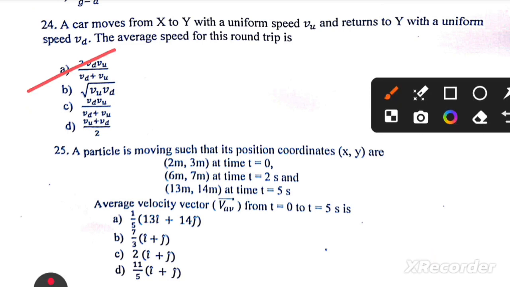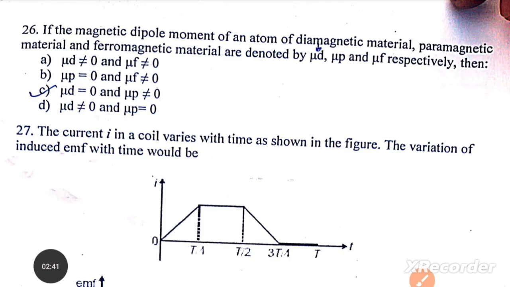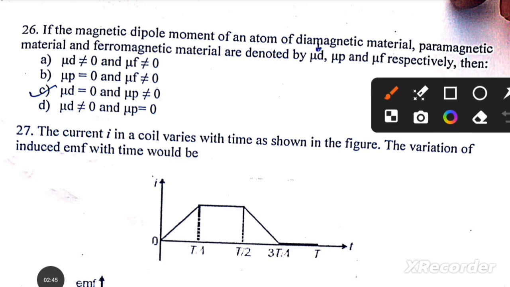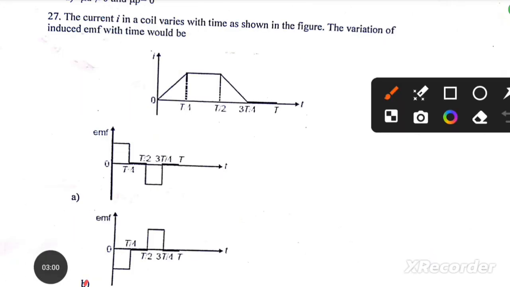A particle is moving such that its position coordinates x, y are these. The average velocity from t0 to t is equal to 5 seconds is 11 by 5. If the magnetic dipole moment of an atom of diamagnetic material, paramagnetic and ferromagnetic material are denoted by these, then इसका correct answer है आपका C. Next question. The current I in a coil varies with time as shown in the figure. The variation of induced EMF with time would be. इसका correct answer है आपका option B.